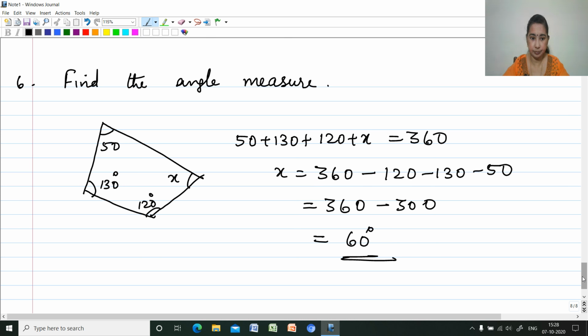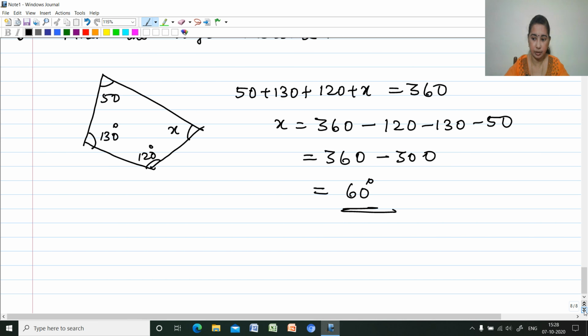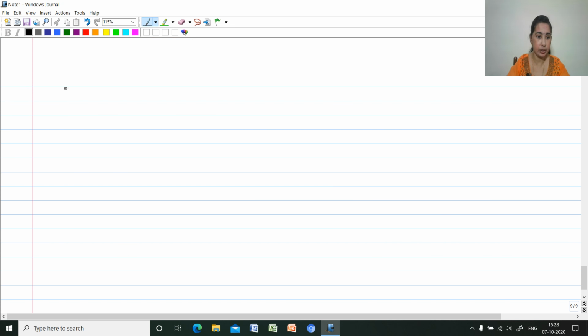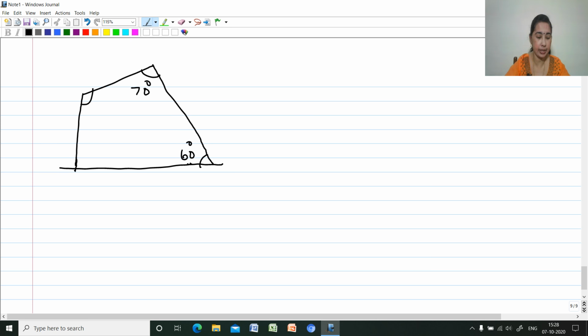Now the next question. Next, a quadrilateral is given. It is drawn like this. This angle is given as 60 degrees, this is given as 70 degrees, this is given as x, and here it is marked, which shows that it is a 90 degree angle. And we need to find out what x is.